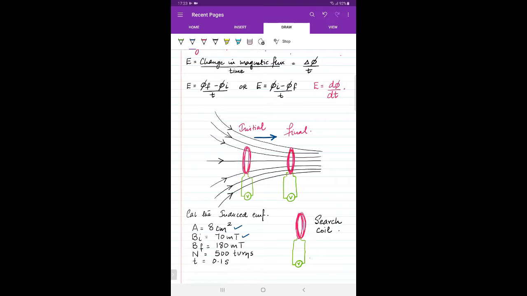The strength of the magnetic field at the initial position is given. At the final position, the strength has increased, as you can see from the diagram. The number of turns is given, and the time taken to move this coil from the initial to the final position is also provided. So in this case, you are expected to calculate how much the induced EMF is going to be.